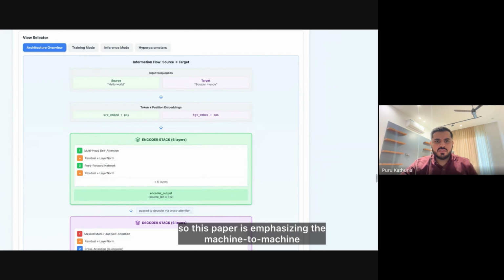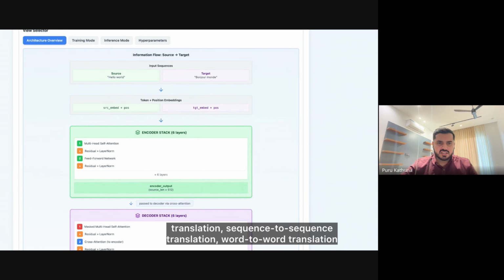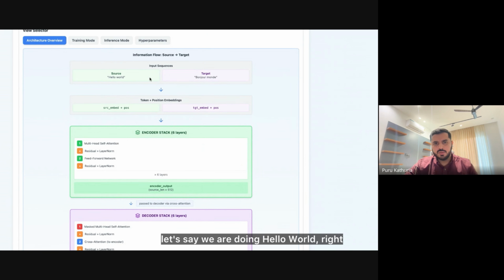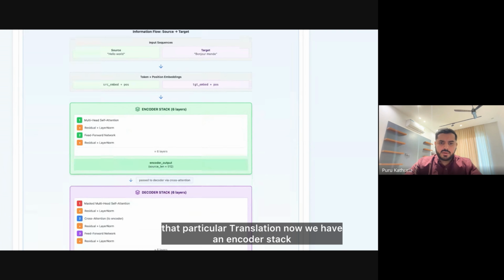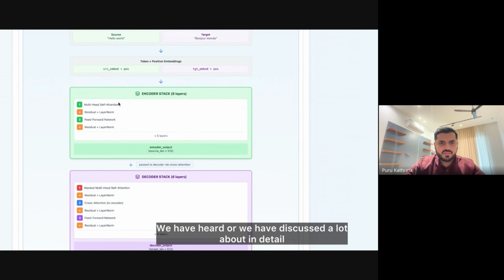Supposedly, this paper is emphasizing machine translation, sequence-to-sequence translation, word-to-word translation. So, for example, let's say we are doing "Hello World," right? "Hello World" is English, and we are doing English to French, right? Because "Bonjour" is so. This particular stack is helping us do that particular translation. Now we have an encoder stack and we have a decoder stack.